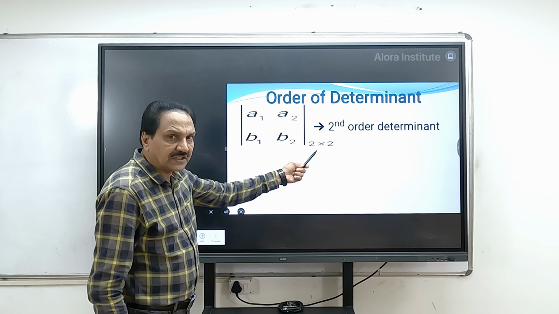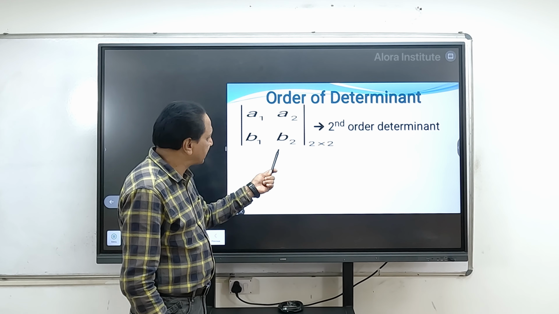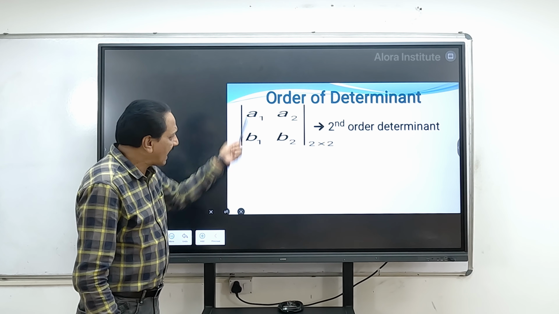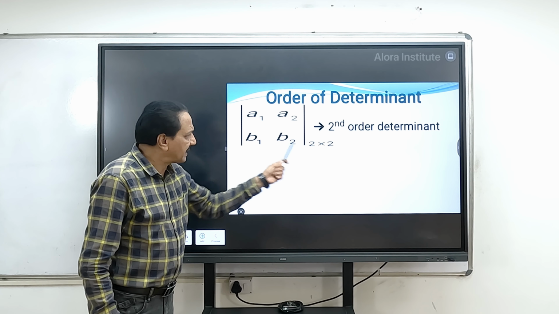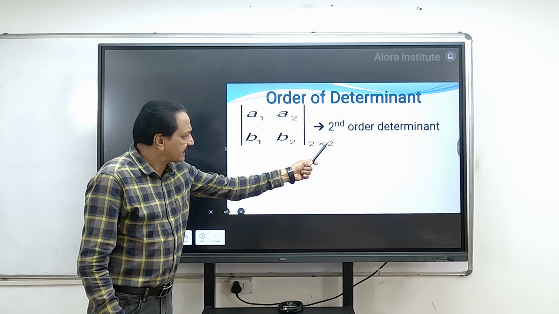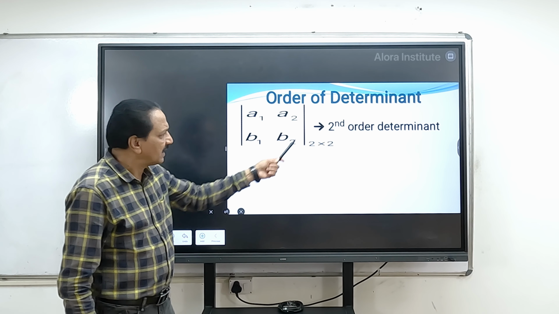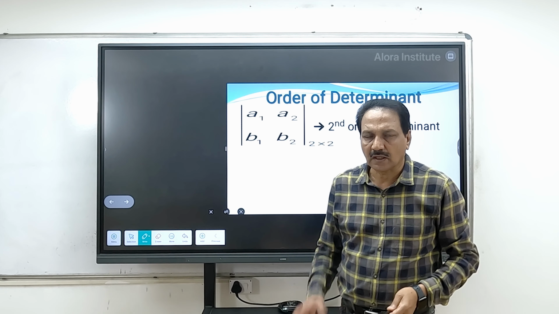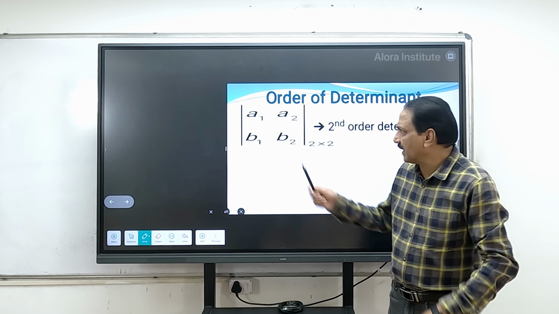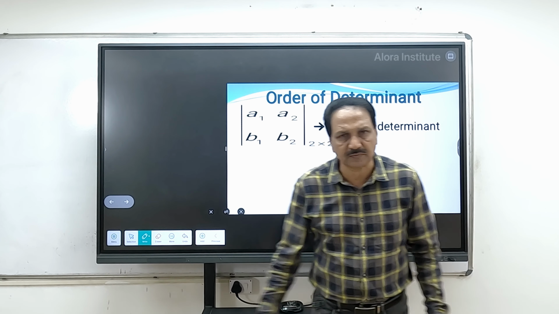What is the order of the determinant now? Now we are going to discuss about the order of the determinant. Look at this. You have two rows and two columns. That's written as 2 into 2. First number indicates how many rows are there. Second number indicates how many columns are there. So this type of determinant, we call it as a second order determinant. Remember, in the second order determinant, in all you have got four elements, two rows and two columns.